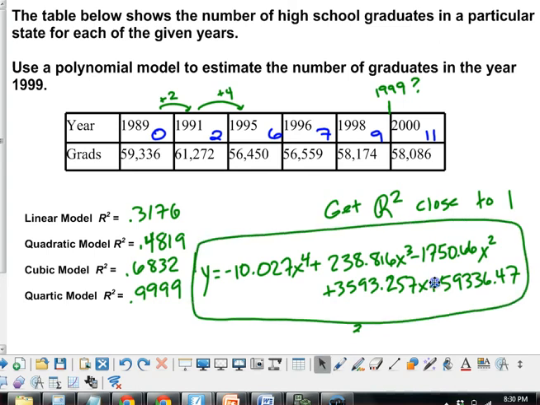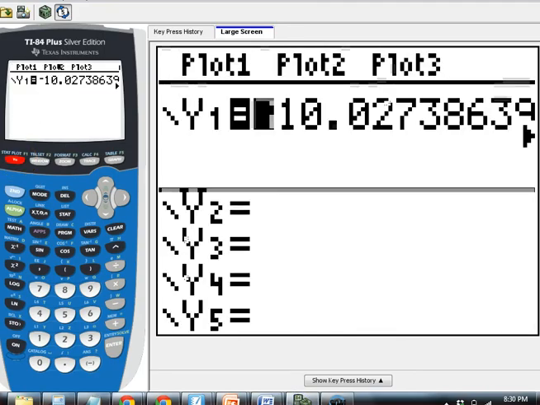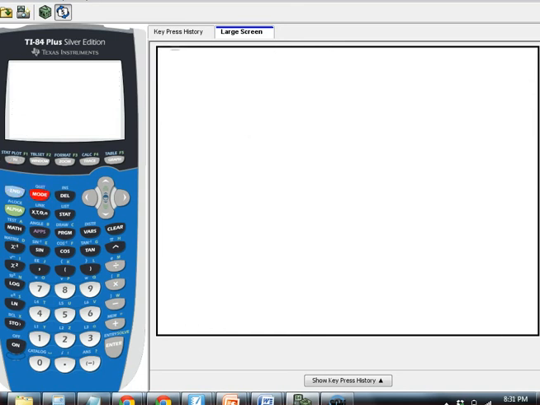Now, thank goodness we don't have to do a lot of work with it, but it's very long. But what we can do is now plug the year 1999 into this and get a good estimate for the number of graduates in 1999. So let's go ahead and take that equation. Thank goodness we saved it in the calculator. It's right here. And we want to use that equation that's in Y1 and plug in the year 1999.